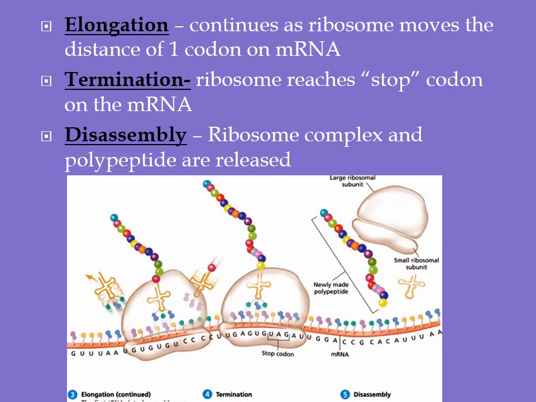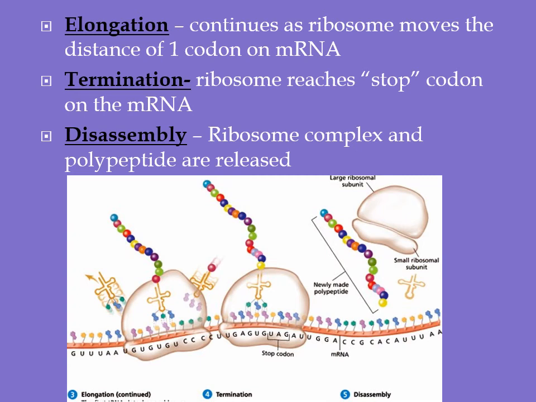So this elongation process will continue as the ribosome moves a distance of 1 codon on the mRNA. So for every 3 letters, we're going to be adding another amino acid on. We can see in the picture down below our amino acid chain, all those different colored circles getting longer and longer. Eventually, though, the ribosome will reach a stop codon. It'll hit a stop codon signal on the mRNA.